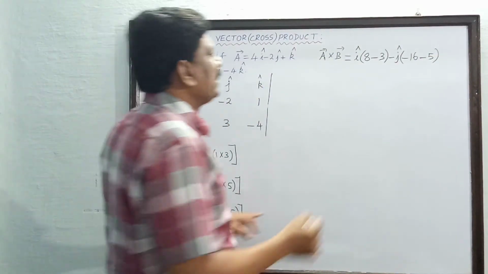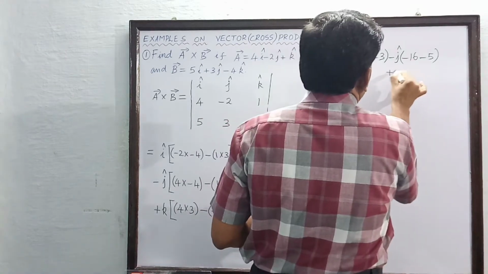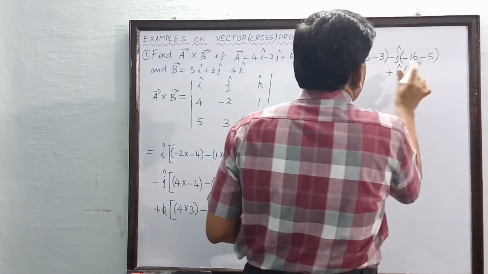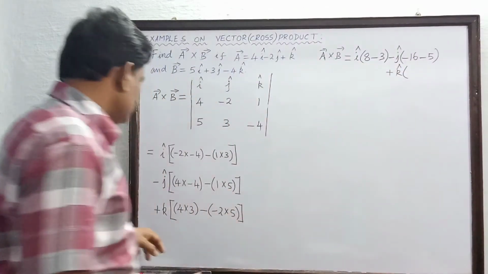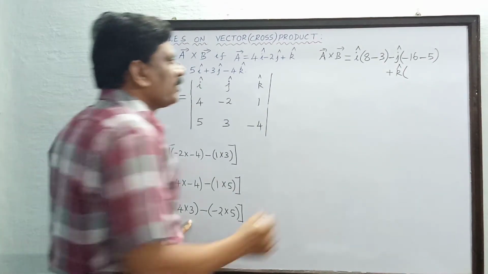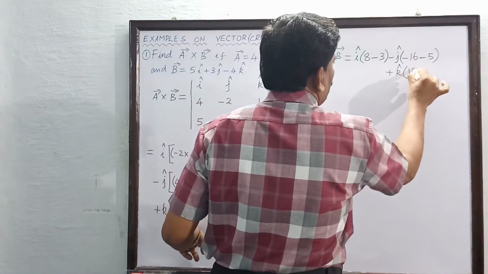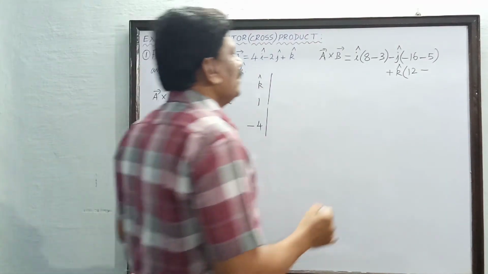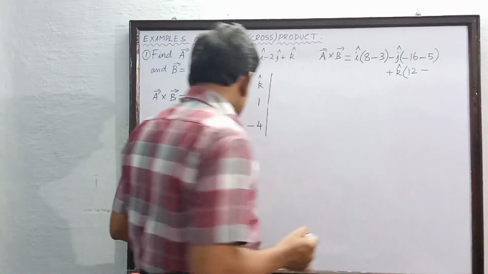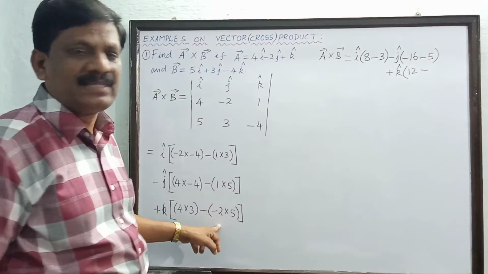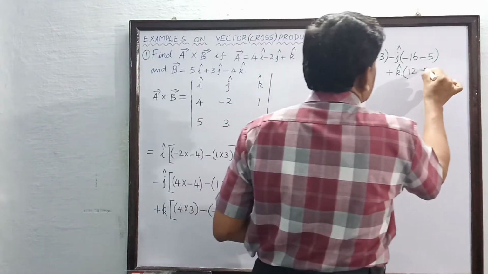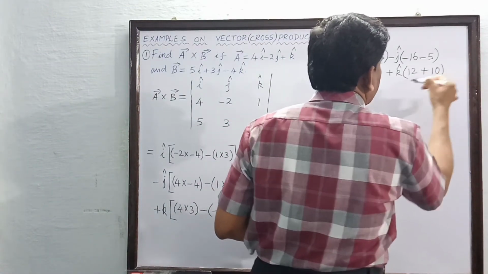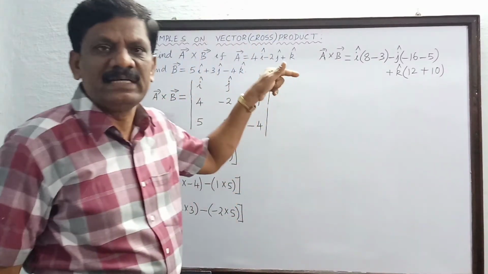The last one is k cap. So this is plus k cap into 4 into 3, 12. I will write here 12, minus 2 into 5 is minus 10. So this is a minus 10, is it not? Minus of minus will become plus 10. Have you understood this step?